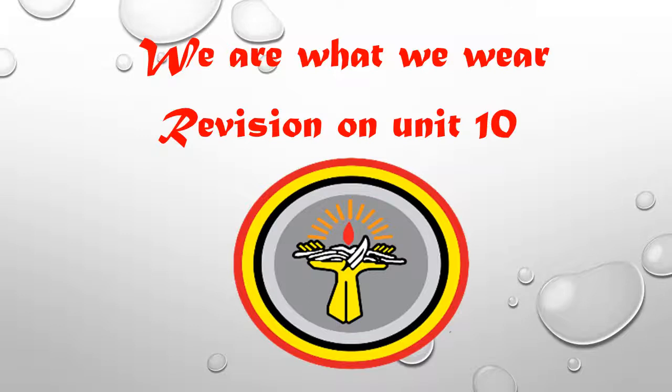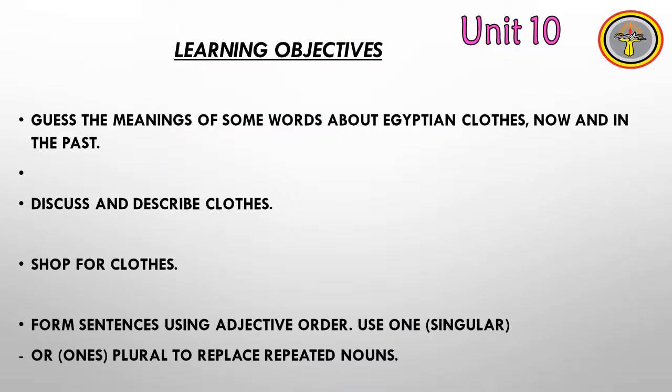And now I'm going to revise Unit 10, entitled We Are What We Wear. The learning objectives of Unit 10. Number 1. Guess the meanings of some words about Egyptian clothes, now and in the past. Number 2. Discuss and describe clothes. Number 3. Shop for clothes. Number 4. Form sentences using adjective order. Use one singular or ones plural to replace repeated nouns.